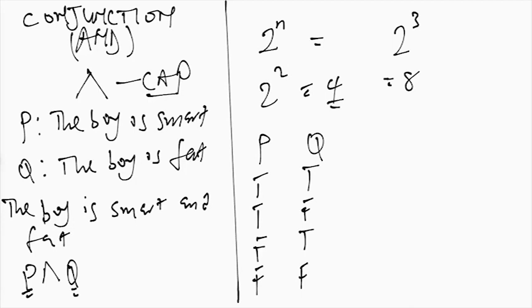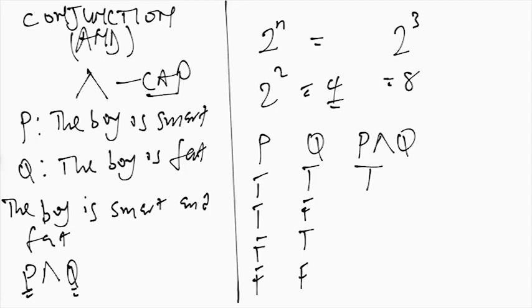So, and this is conjunction. So we want to get P and Q. Now what this means is that for the first one, the boy is smart. If it is true that the boy is smart, and it is true that the boy is fat, what will be the outcome? The boy is true, is smart and fat. What will be the outcome? Now, in order for you to understand, let me just fill this in first.